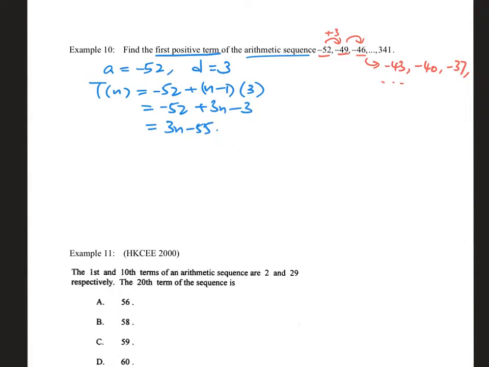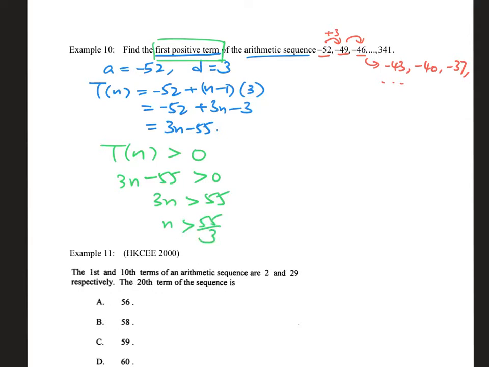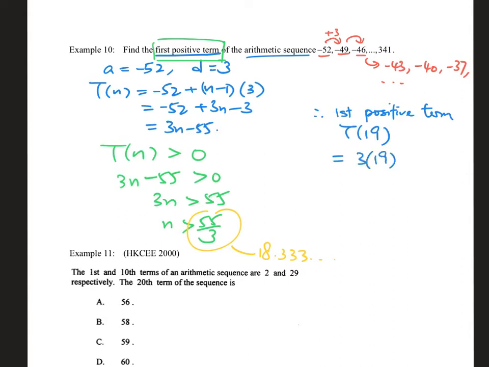This is your Tn. In order to explain the meaning of first positive term, that means Tn should be positive, right? So what should be the symbol to be put? Yes, greater than. So now you have 3n minus 55 greater than 0, 3n greater than 55, or n greater than 55 over 3. If you check the calculator carefully, this is around 18.333 and so on. That means whenever n is greater than this value, 18.333, then you obtain the first positive term. So that's why the first positive term is T19, which is 3 times 19 minus 55, which is 2. Not very hard, right?